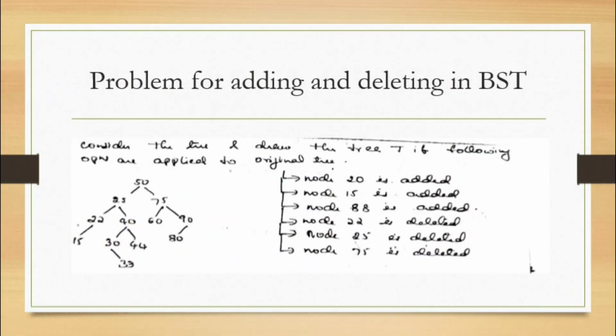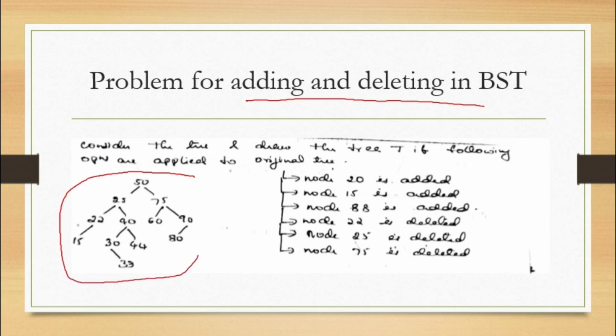Okay, so the problem is adding and deleting in a binary search tree. This is our example, students, and to this example we are going in order. First, I'll add 20, that is our A problem. This is our B problem, adding 15. Similarly, C is node 88 is added. Then D is node 22 is deleted. Node 25 is deleted, that is E, and node 75 is deleted, that is your F.